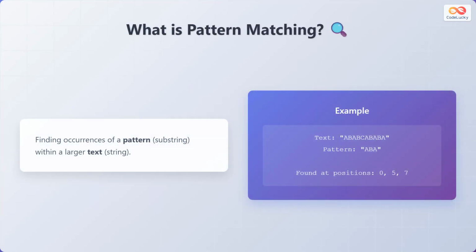So, what exactly is pattern matching? At its core, it's the process of finding occurrences of a specific pattern, which is essentially a substring, within a larger text or string. For example, consider the text ABABCABABA, and we want to find the pattern ABA. By using pattern matching, we can identify that ABA occurs at positions 0, 5, and 7 within the text.